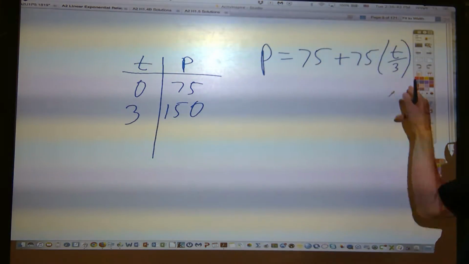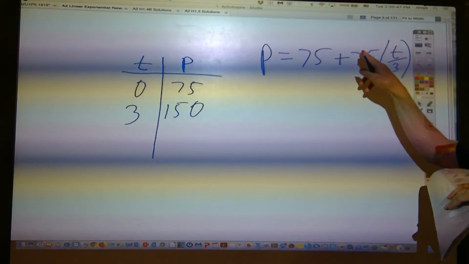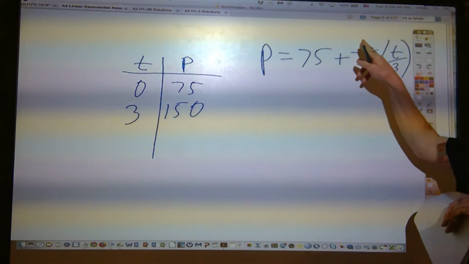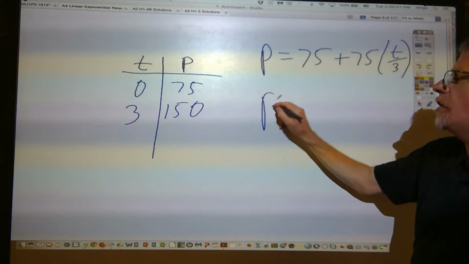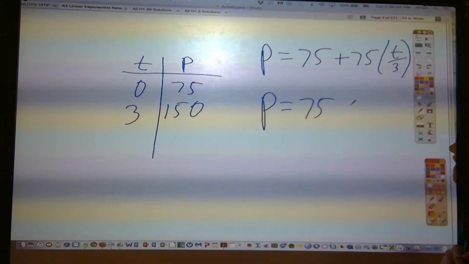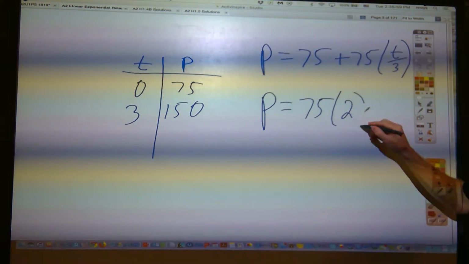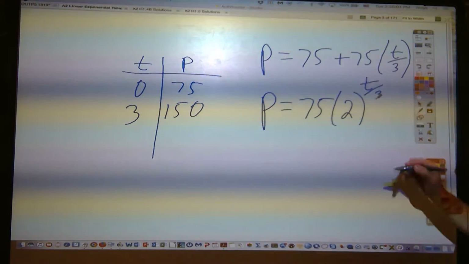That's the rise, that's the run. The slope is 75/3. But I'm writing the slope a little bit differently. Rise over run, instead of pointing the rise over run out front, I'm just trying to illustrate how connected linear functions are to exponential functions. If it were an exponential function, we'd say we start at 75 and we double every 3 years.